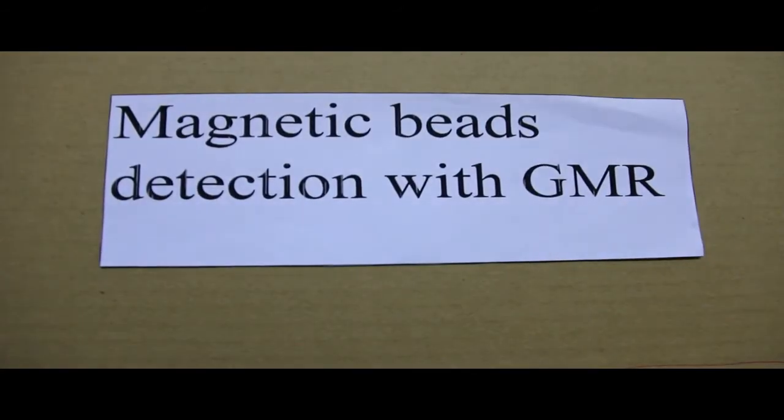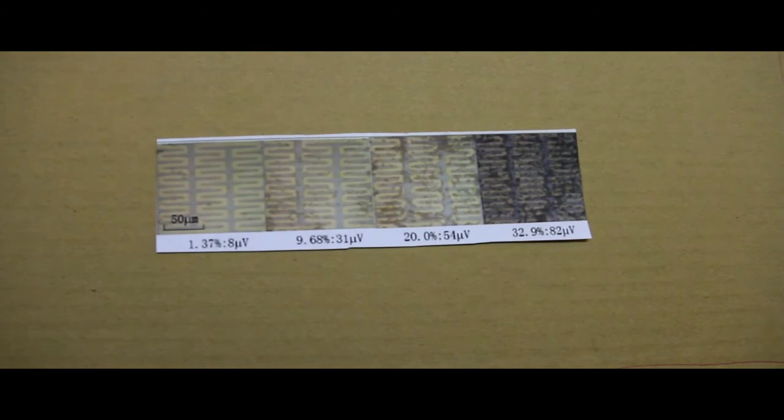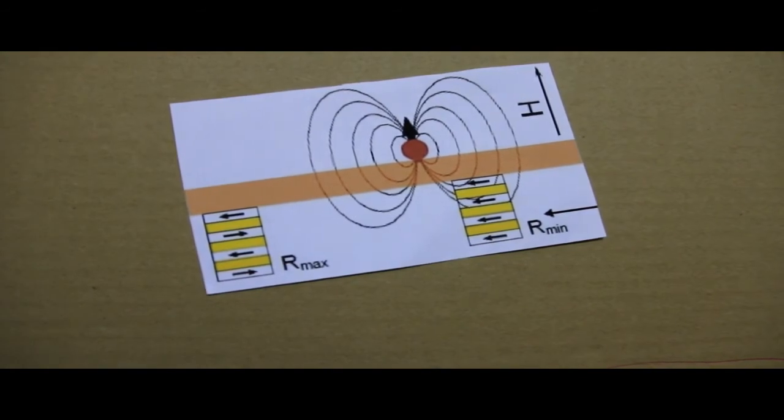Next is the magnetic beads detection with GMR. From the figure, the patterned nickel iron cobalt 6 nanometer GMR sensors are deposited on a silicon substrate. For the figure below, the resistance of that part of the sensor is reduced due to the presence of a stray field from a bead.